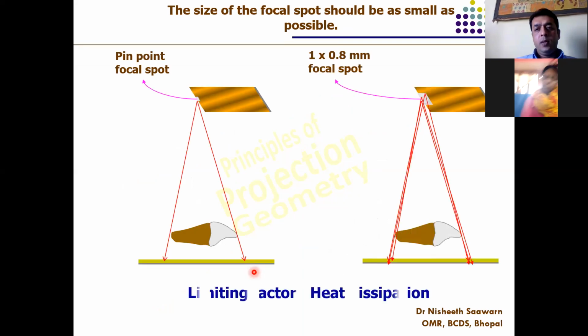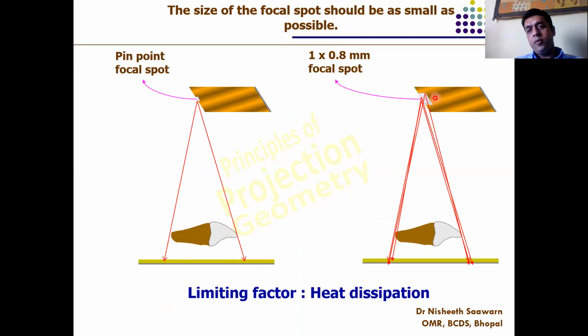Okay, now you see, if we have a small focal spot, small rays will come and we'll get a good image. If we have a large focal spot, a lot of X-rays will come from many sources, from here, and from here, and there will be blurring of the image. This image makes it very clear why the focal spot should be smaller.